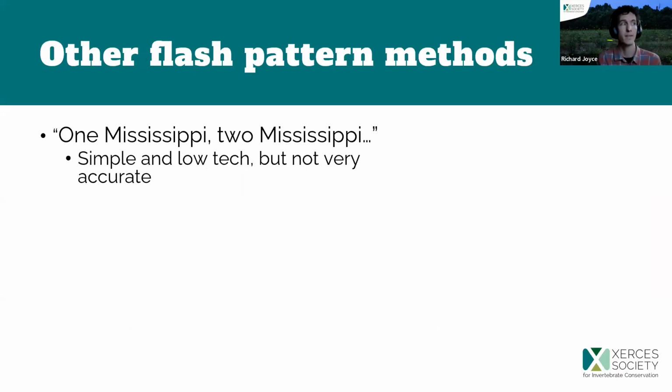So a few other methods would be using the 1 Mississippi, 2 Mississippi method. This is simple, and you don't need any software, you don't need any device. But it's not very accurate, and then you still have to write that down somewhere, or make a note into a voice recorder. And if you're already using a voice recorder, why not just go ahead and use the voice recorder for that purpose?